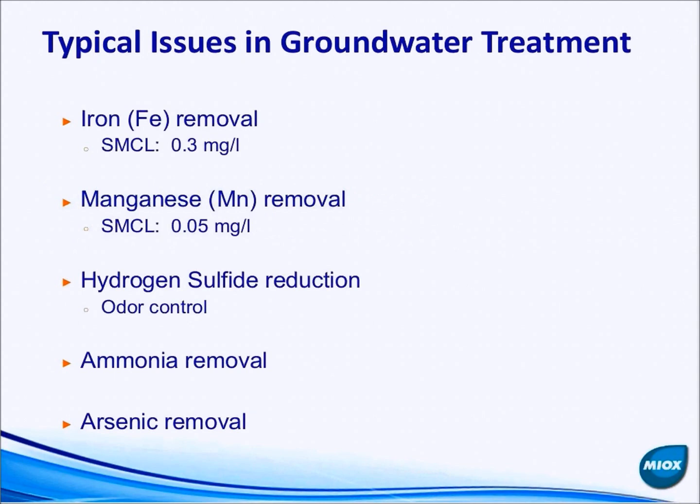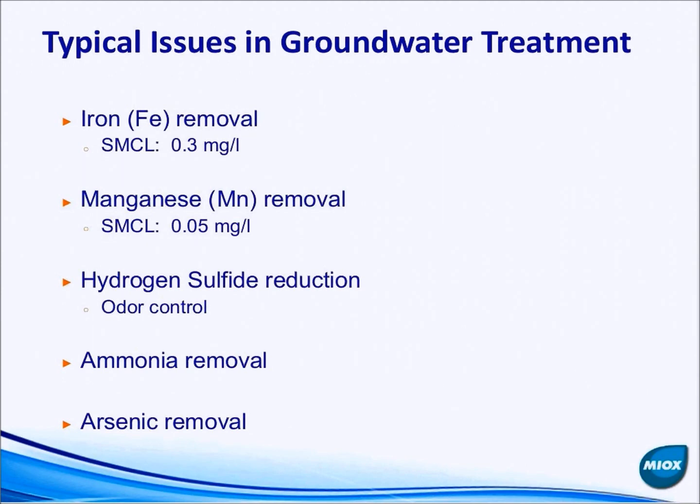The issues we're going to cover today start with iron removal. As you may know, most jurisdictions have a secondary maximum contaminant level requiring you to reduce the iron in that water to below 0.3 milligrams per liter. Manganese removal is somewhat similar to iron removal. The general process steps are the same, with some little tweaks and quirks that we'll discuss in a second. That secondary contaminant level is about 0.05.